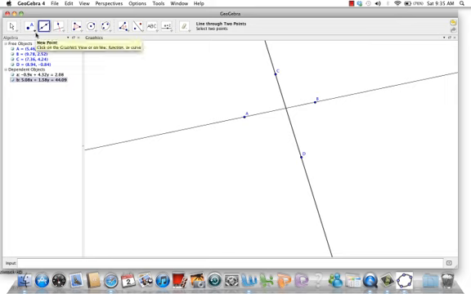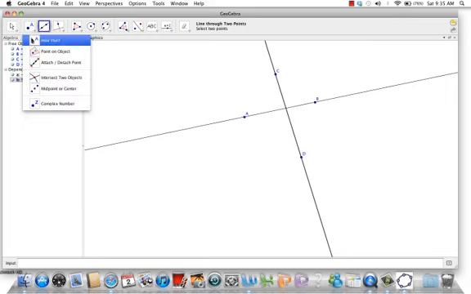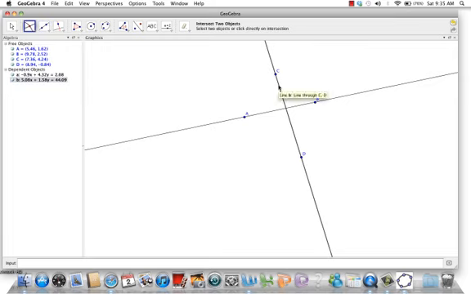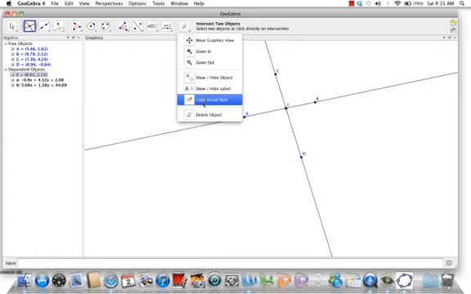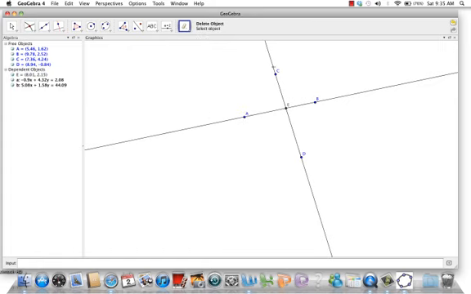And to get the intersection of those two lines, we go to our construction tool number 2 and choose intersect two objects and click line CD and line AB. And so point E is the intersection of these two lines, CD and AB. Alright, so let me delete line CD because I don't need that at this point.